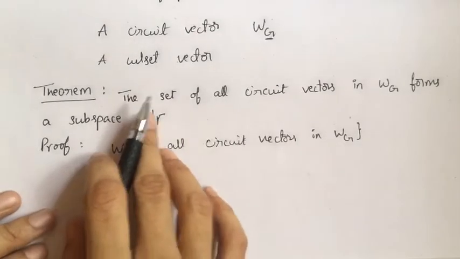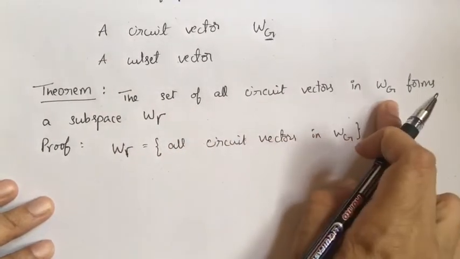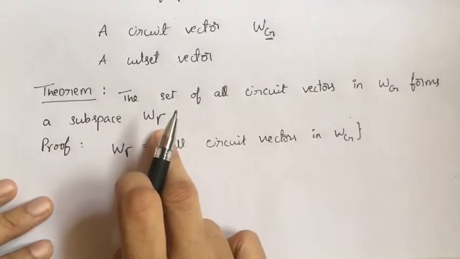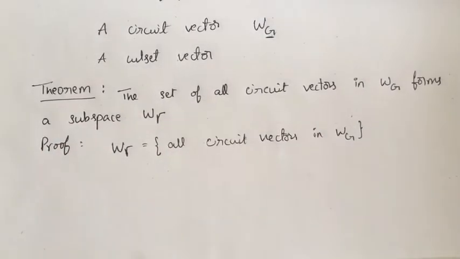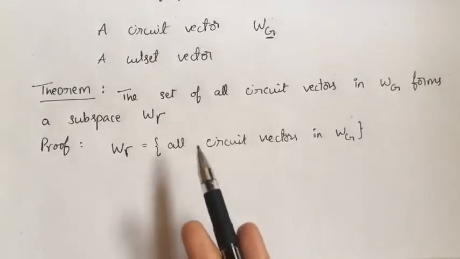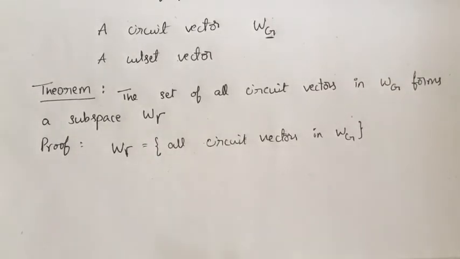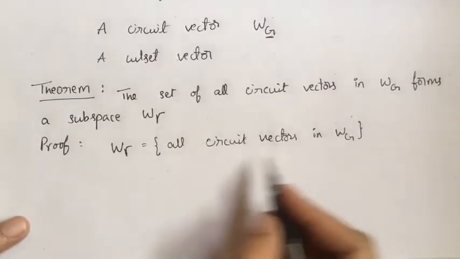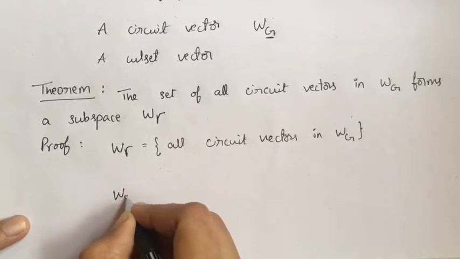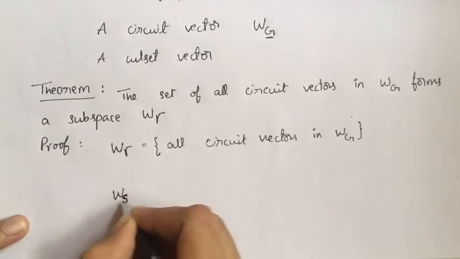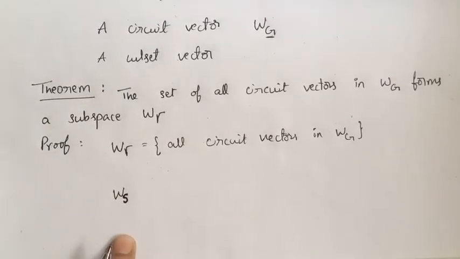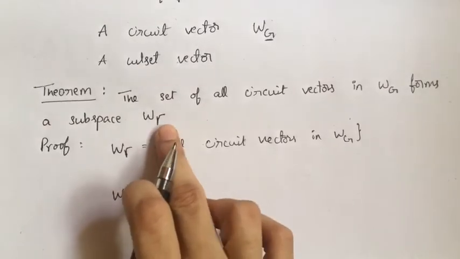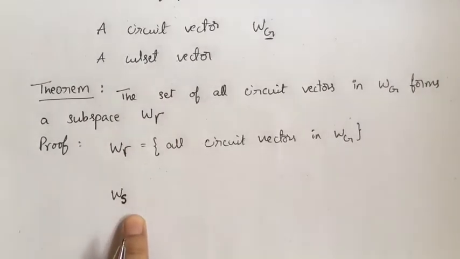That's what the proof is. The set of all circuit vectors in WG forms a subspace. Based on similar arguments, you can even prove that the set of all cut set vectors in WG forms a subspace, say W_S. Yes, that is the cut set subspace. This is the circuit subspace and this is the cut set subspace.